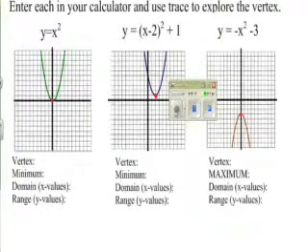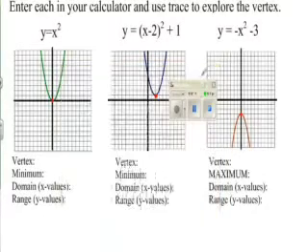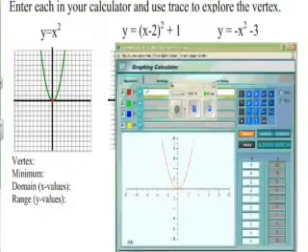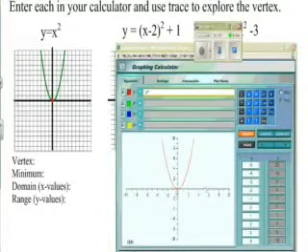In this practice set, I encourage my students to enter the function in their calculator and explore the vertex. I'm just using the calculator out of the book. Here I've graphed x squared, and you can see I am tracing the point right there. The vertex is where I'm at.